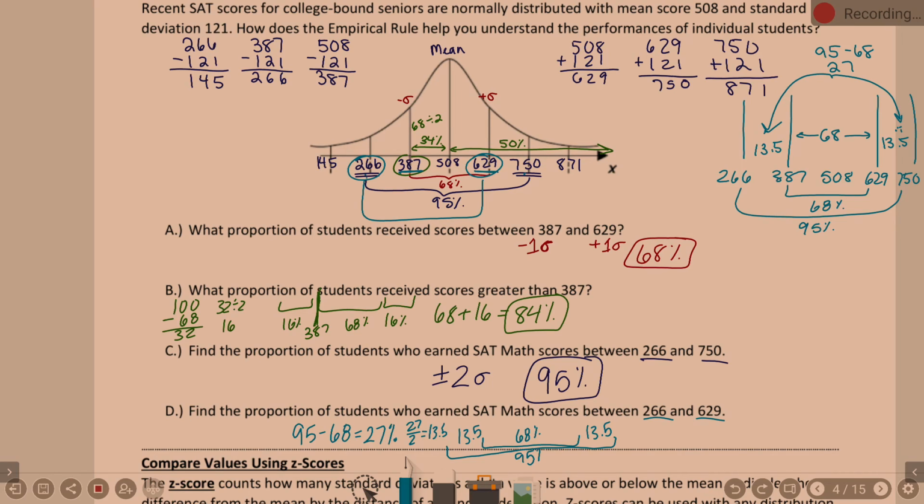Okay? And this whole time, what did we need? We needed 266 to 629, so we need the 68 and the 13.5. And 68 plus 13.5 puts us at 81.5%.